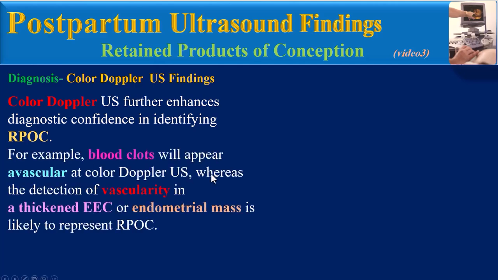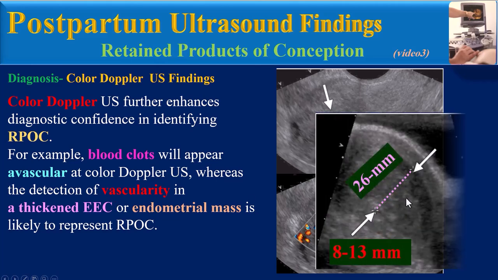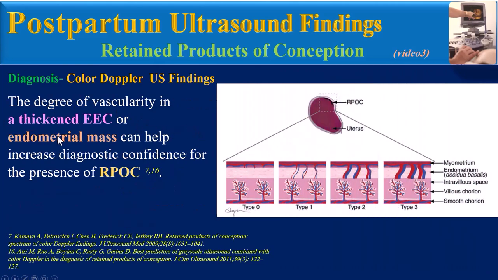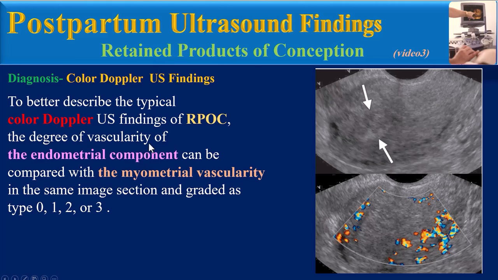For example, blood clots will appear avascular at color Doppler ultrasound, whereas the detection of vascularity in a thickened endometrial echo complex or endometrial mass is likely to represent RPOC. The degree of vascularity in a thickened EEC or endometrial mass can help increase diagnostic confidence for the presence of RPOC.